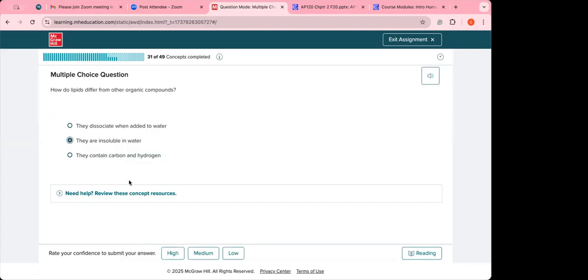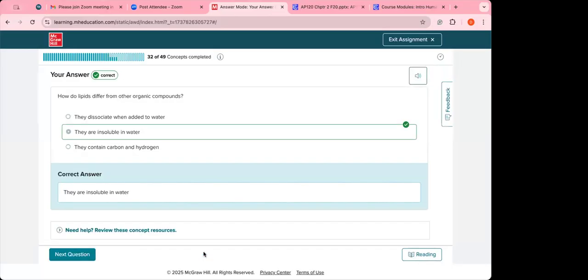And sugars also have carbon and hydrogen. Lipids just have less oxygen, but they don't dissolve in water. That's how they're different. Okay. Right.